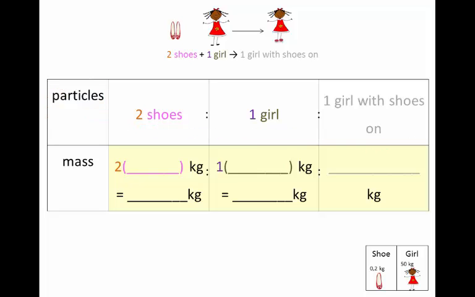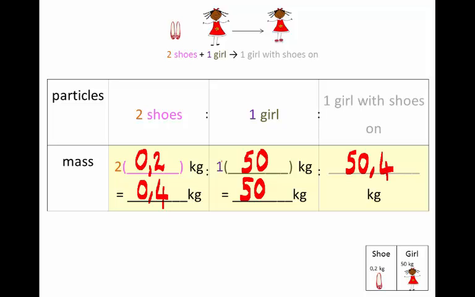And we've already done the mass ratio, but let's quickly do it again. 2 times the mass of 1 shoe, which is 0,2 kilograms, is equal to 0,4 kilograms. 1 times the mass of 1 girl, 1 times 50, is 50 kilograms. 1 girl with shoes on, 50,4 kilograms. So here we have a mass ratio: 0,4 kilograms shoes is to 50 kilograms girls is to 50,4 kilograms girls with shoes on.